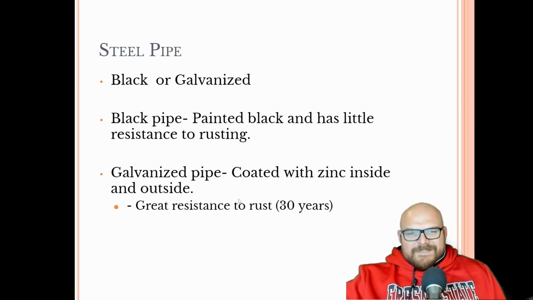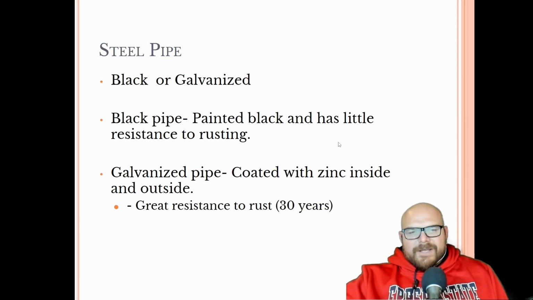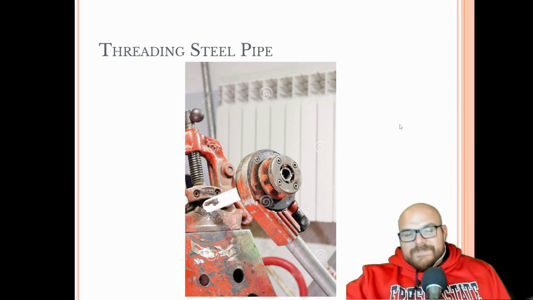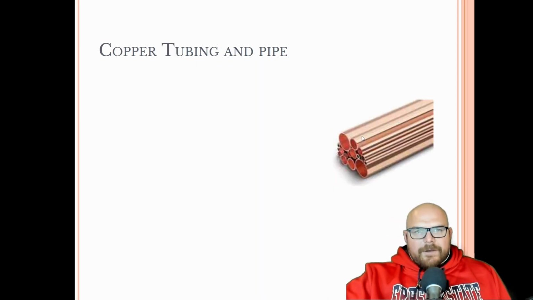Galvanized pipe resists rust a lot longer than black pipe does. That's one of the reasons why we tend to go with this. It's typically a little bit more expensive, but it's worth the price for the longevity that you get with that system. We're not going to talk about threading steel pipe. There's a video that's going to show and demonstrate how to actually do that. So make sure that you watch that video or you see in class that process of how we thread steel pipe.